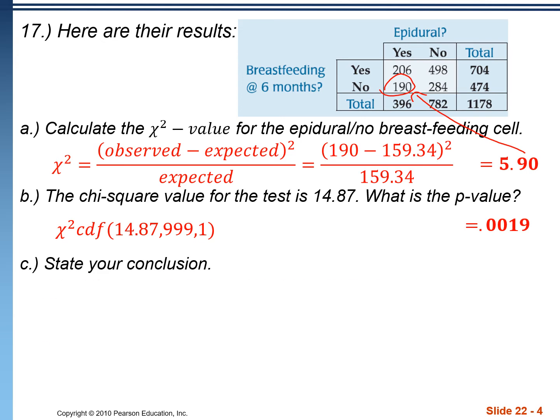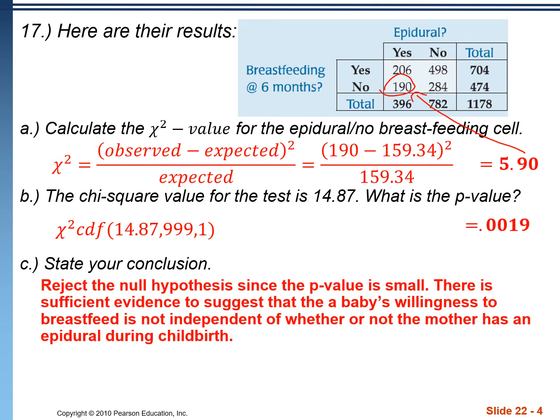Based on that, we're going to state our conclusion: reject the null hypothesis since the p-value is small. There's sufficient evidence to suggest that the baby's willingness to breastfeed is not independent of whether or not the mother has an epidural during childbirth.